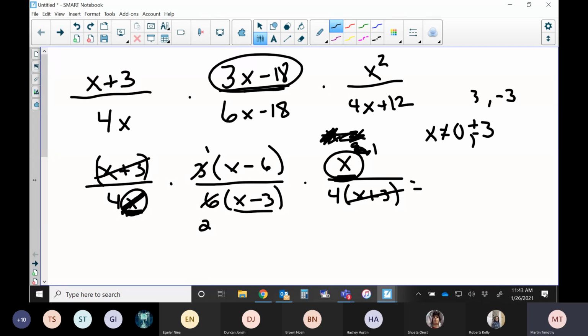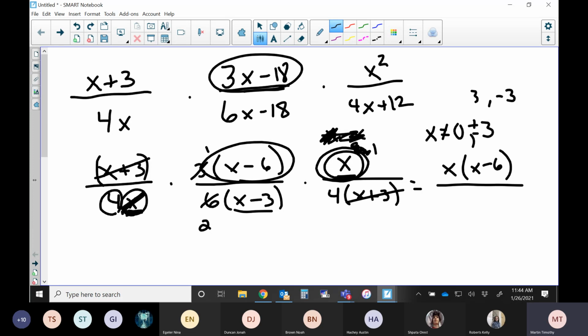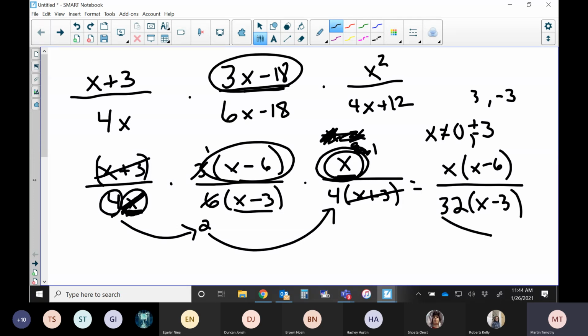So then on the top, I would have an x left and an x minus 6 left over, those are the only things that are left up top, over 4 times 2, which is 8, times 4, which is 32, and then x minus 3. And that would be your answer with those exclusions.